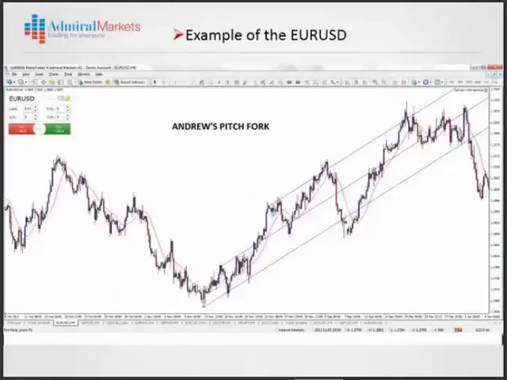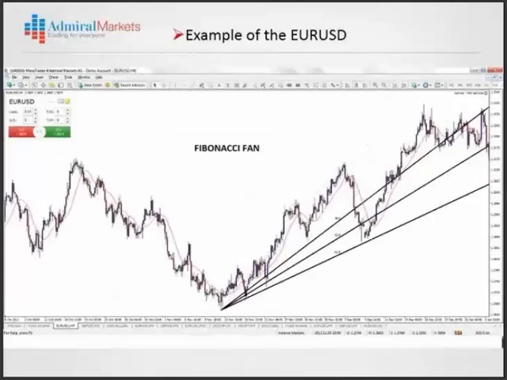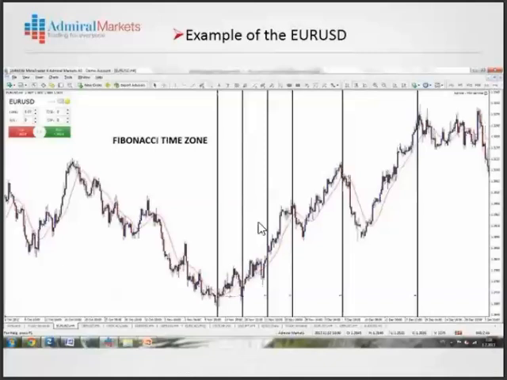This is Andrew's pitchfork, also one method. This is the Fibonacci fan, also a time-related element, not only a fib, right? The fib is just very clear. You put a fib on a swing high, swing low, and you get a retrace here, right? That's just price. This is time and price, because it has a 38.2, 50, and 61.8 coming as a trend line.